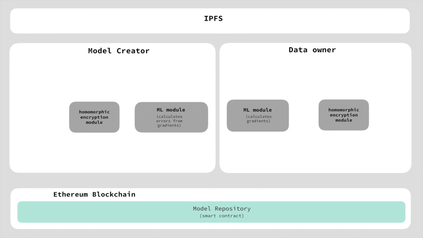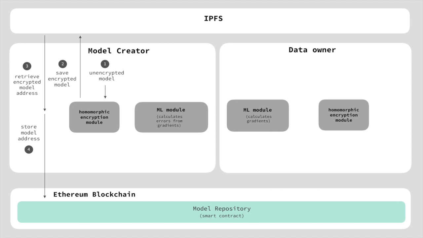A model creator has a model which they can then encrypt, use homomorphically, and save to IPFS. They then receive an address of the model on IPFS, which is then stored on the contract which has been deployed on the Ethereum blockchain.